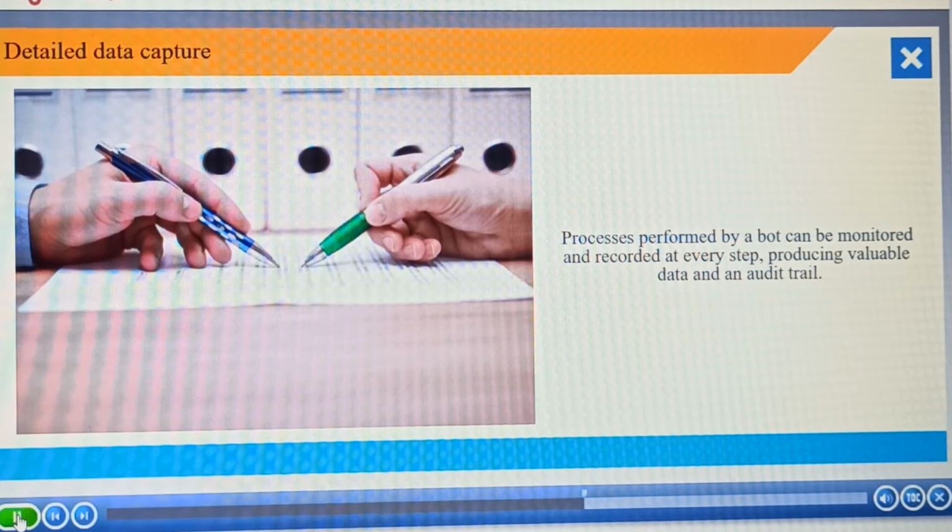Detailed data capture. Processes performed by a bot can be monitored and recorded at every step, producing valuable data and an audit trail. This can support further process improvement and also help with regulatory compliance.